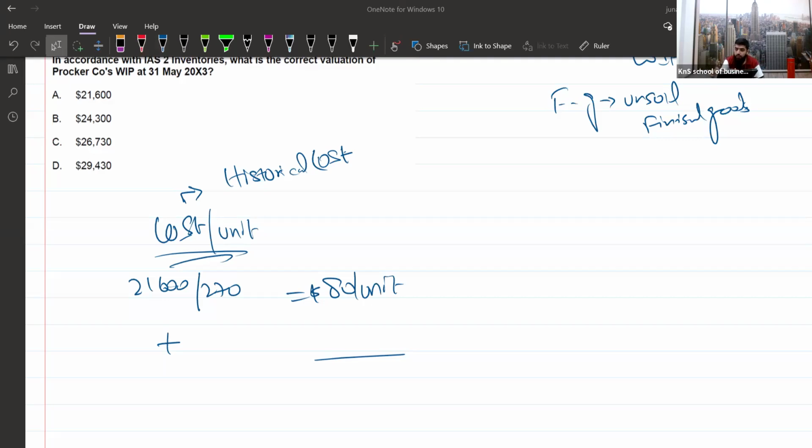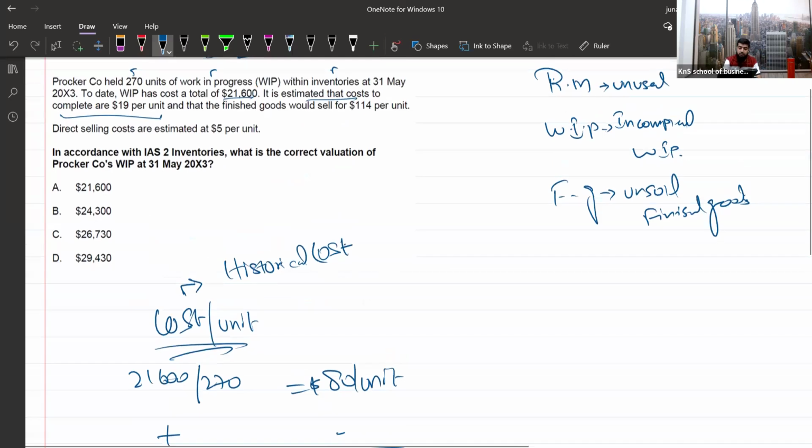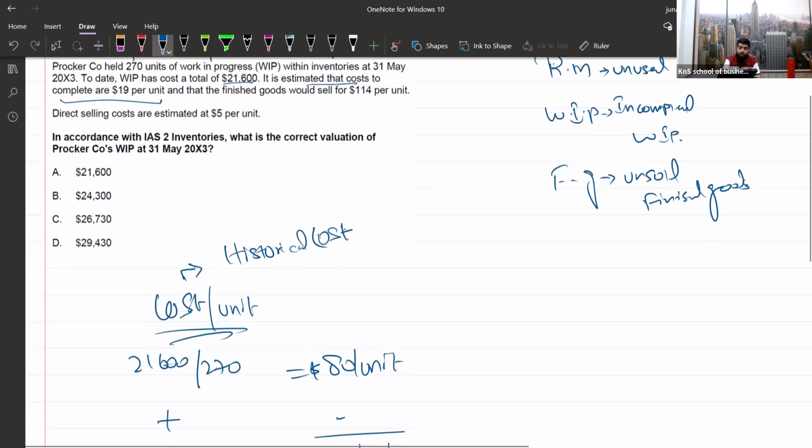We never record the future value in the cost. Cost is something that you have incurred, the cost at which the asset was purchased. That is known as the historical cost. So we are not going to add up anything in this one. What was that value? That is $19 per unit.